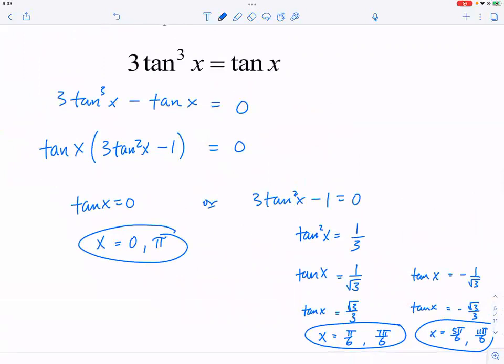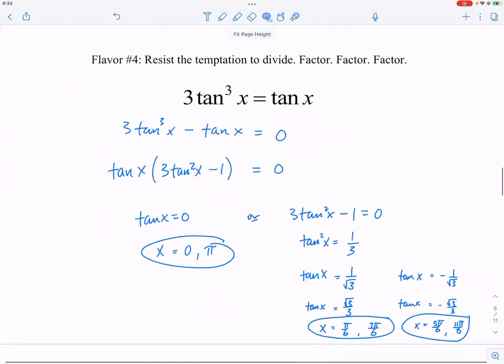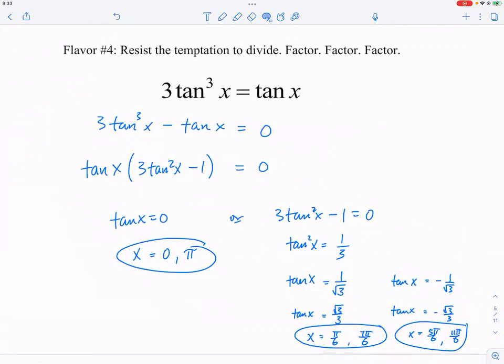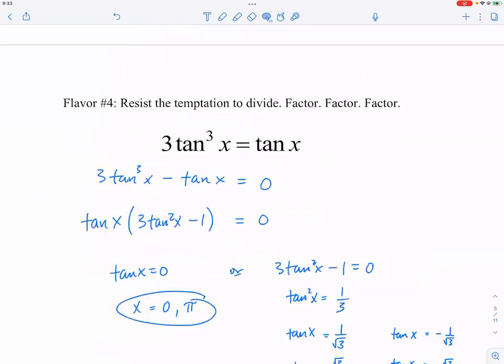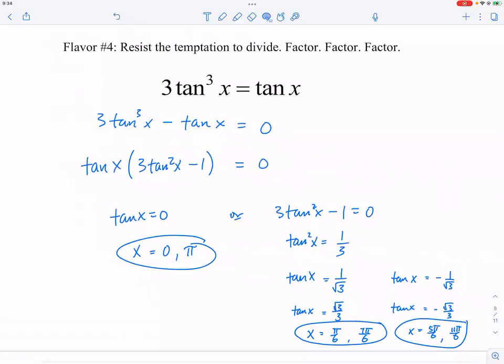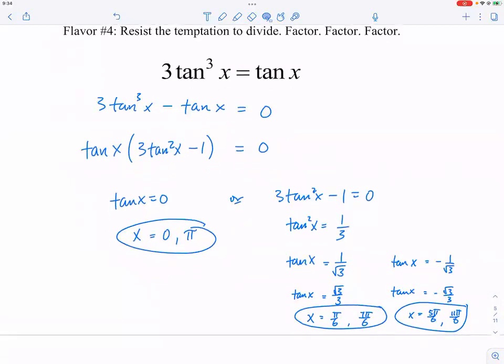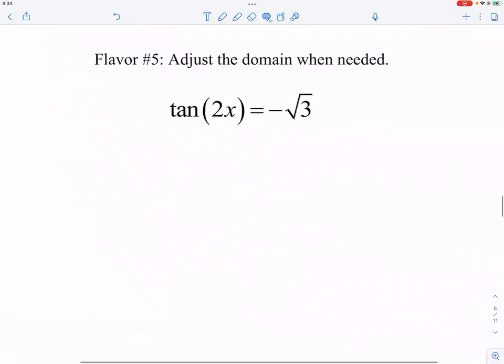All right, so that's flavor number 4. Again, do not divide out the whole function. That's a very, very tempting thing to do, but don't do it. Okay, next one. That's your number 9.